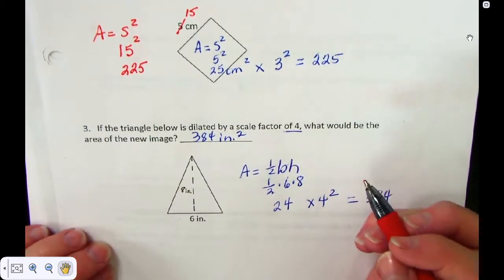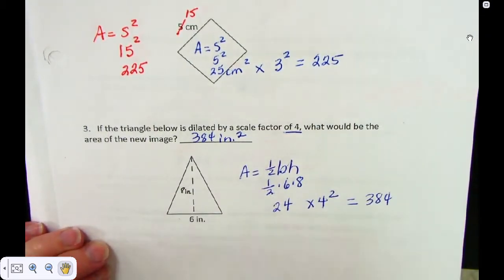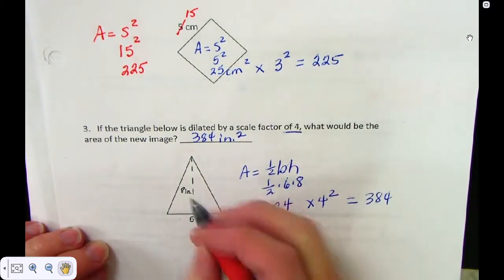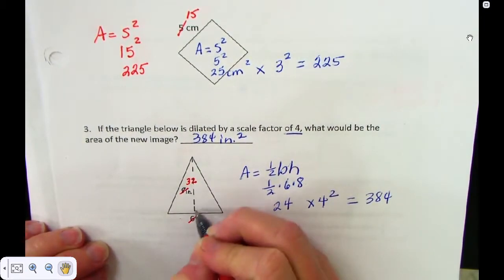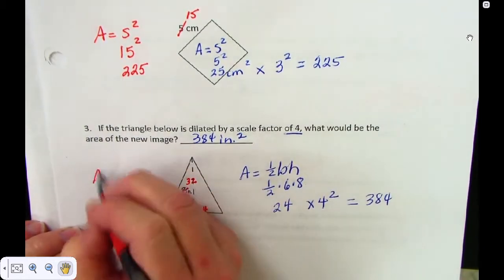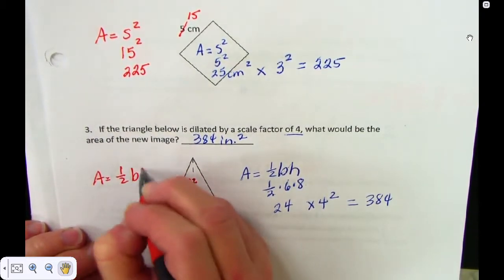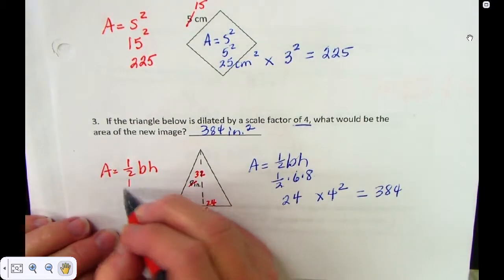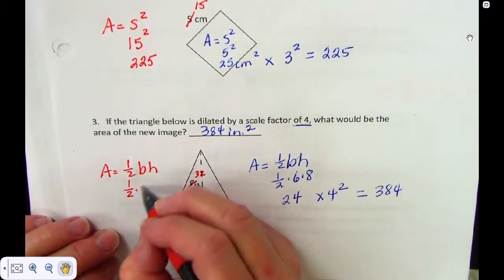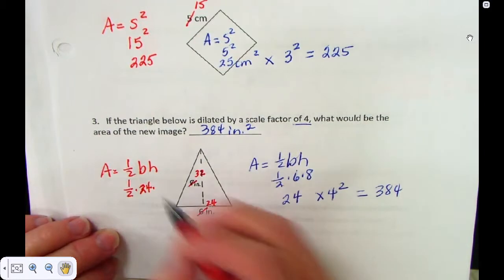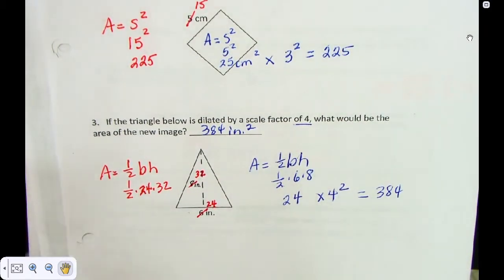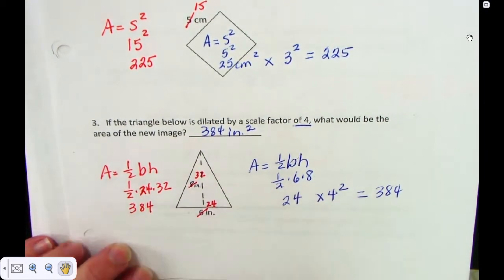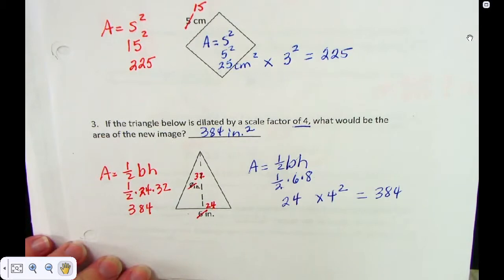Because we just found the area, that's the trick. Or we could multiply 8 by 4 and get 32, 6 by 4 and get 24, and get the area of our new, dilated triangle by using the new dimensions. Half of 24 is 12, and we get the same thing, 12 times 32.